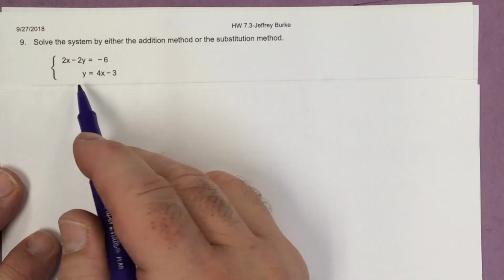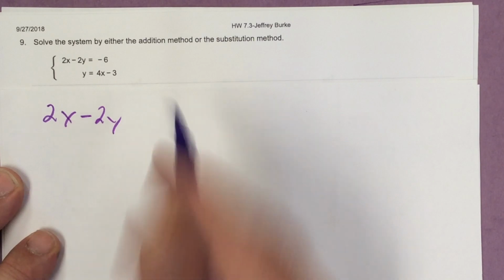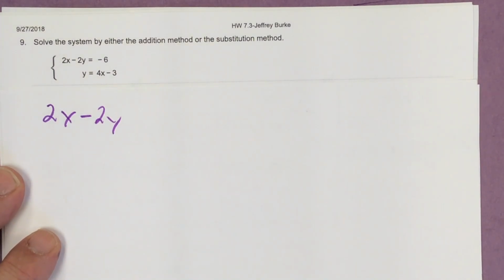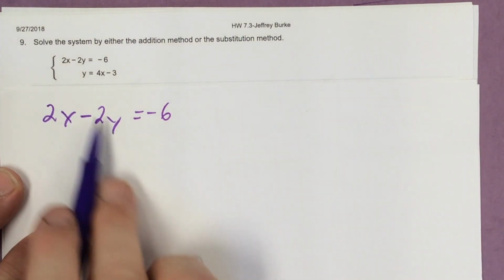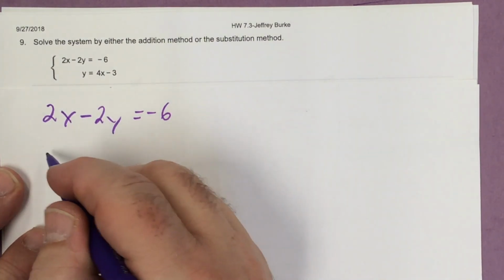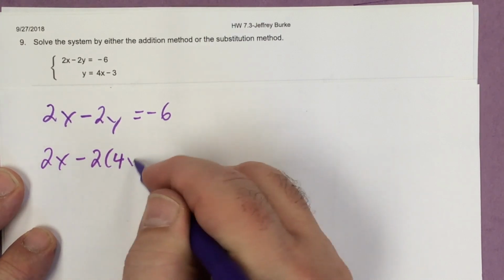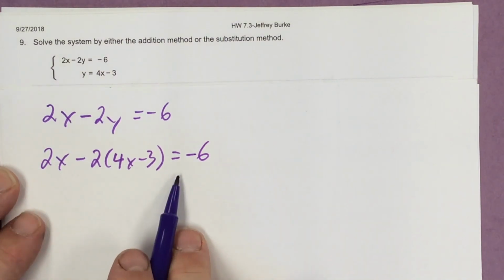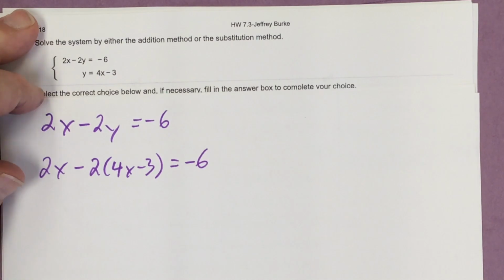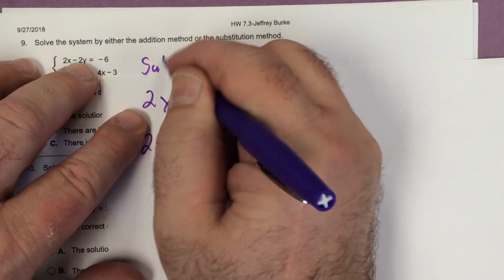So what I would do is I take the second equation, put it into the first. My first equation is 2x minus 2y is equal to negative 6. Since I know y is equal to 4x minus 3, this would be 2x minus 2 times 4x minus 3 equals negative 6. And then I could solve that and get x, and later go to get y. This is the method by substitution.